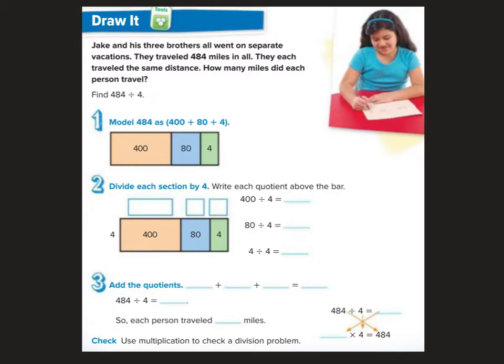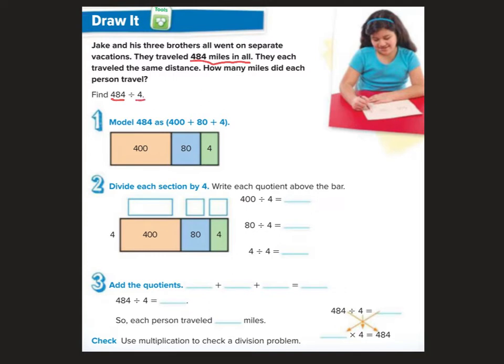Jake and his 3 brothers all went on separate vacations. They traveled 484 miles in all. They each traveled the same distance. How many miles did each person travel? So the problem is telling me to do 484 divided by 4.